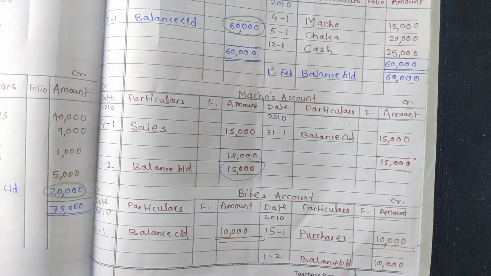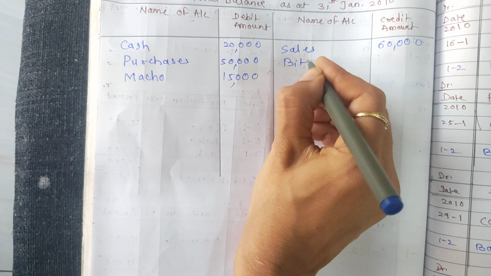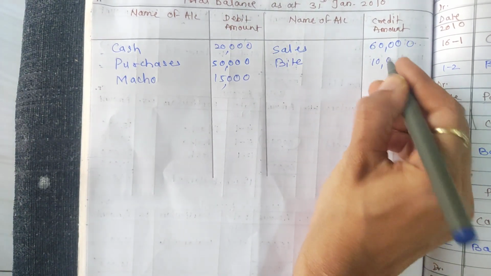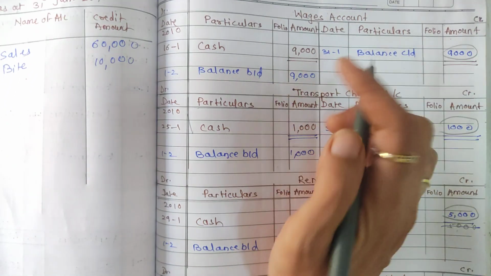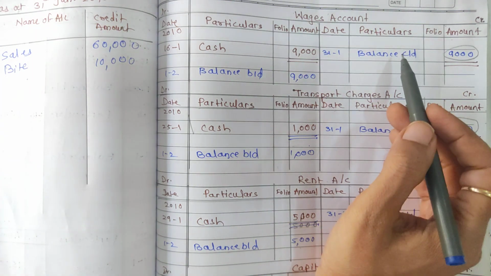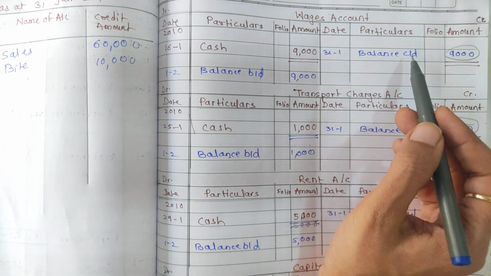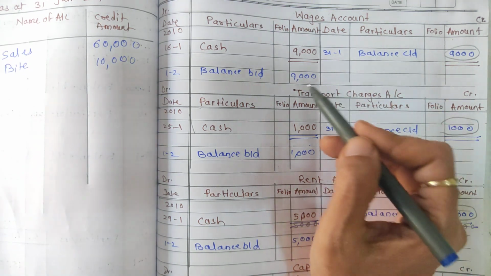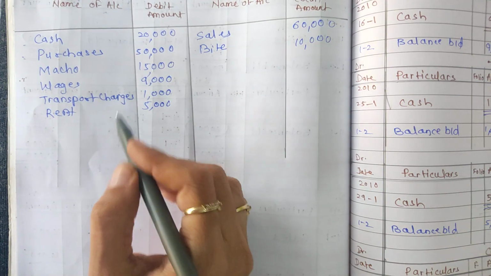And Byte, see, which side is the balance? Credit side, right? So Byte, write down in the trial balance, credit side, 10,000. In the same way, we have to write down all the effects. See, wages, transport and rent, you can check the balances are on the debit side. Okay, see, the balance is coming on the credit side, which means it is a debit balance. When the closing balance is coming on the credit side, it is known as a debit balance. Okay, so it will come on the debit side. So wages, transport charges and rent amounts we have written on the debit side.